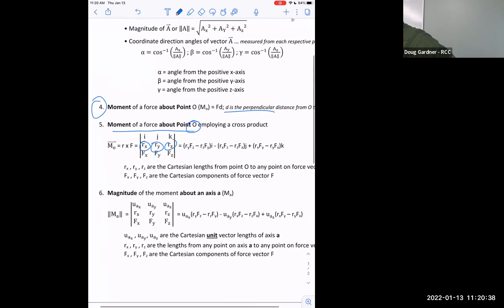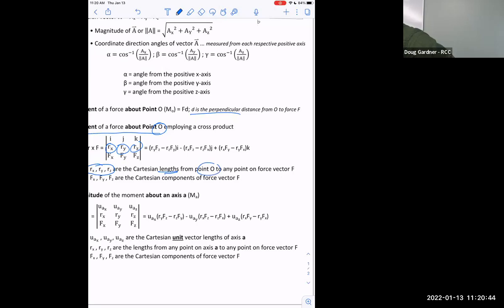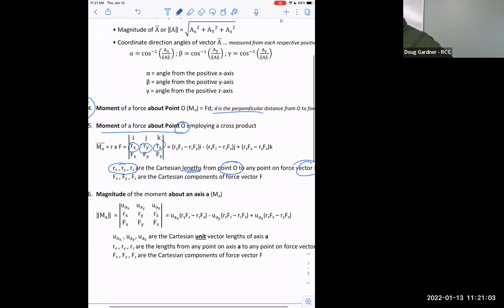And notice what that says here. Rx, Ry, and Rz are the Cartesian lengths from O to the vector. Isn't that what I just did a second ago? I went from the point up to the force, not from the force down to the point. I very carefully made this note sheet myself, so you've got to actually look at every single thing it says. So those are the 3 distances.